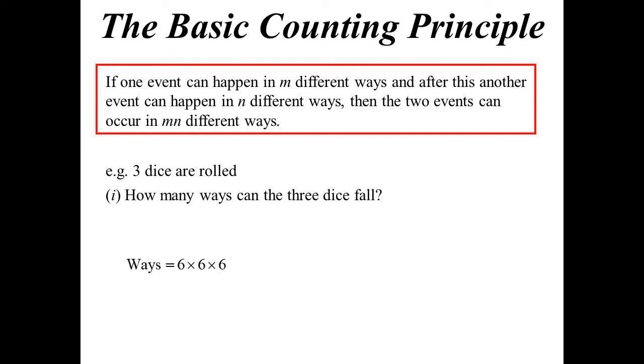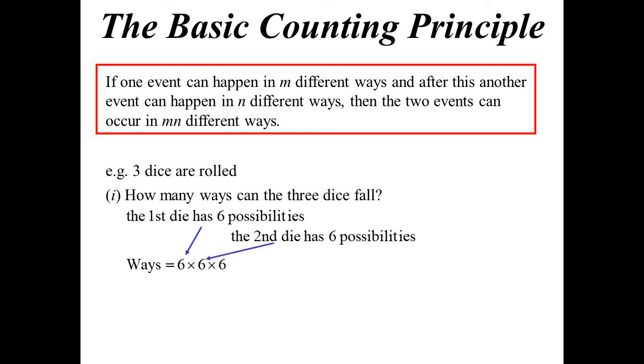So, okay, we could look at this and say it's going to be 6 times 6 times 6, because the first die, well, we roll that, and it's got 6 different possibilities it could have. The second one would also have 6 different possibilities, and the third one would have 6 different possibilities as well. So we know there are 216 different possibilities, sort of different. Some of them would look the same, but aren't necessarily the same.